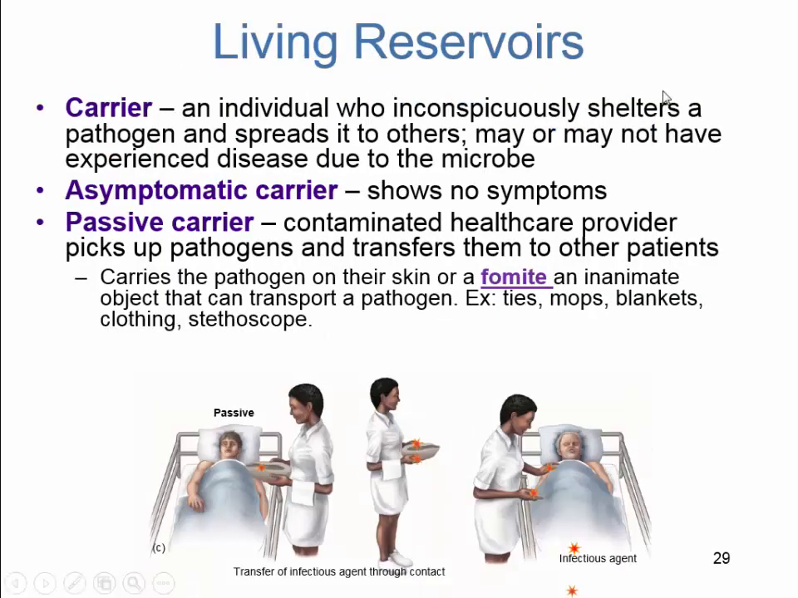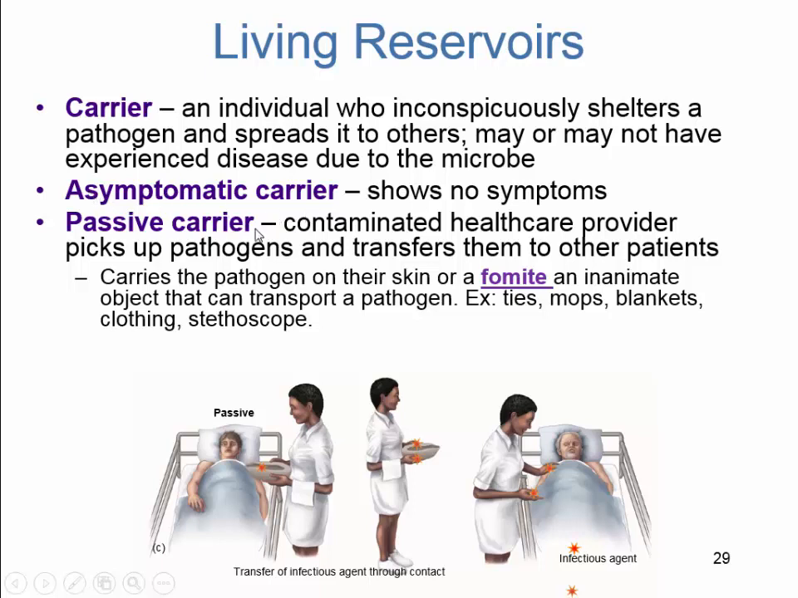So living reservoirs are considered various carriers. When we think of a carrier, this is a person who is going to spread the disease from themselves to another person. Carriers do not have to be infected with the agent. There are asymptomatic carriers, a patient who has no symptoms but is infected with the disease, in that early stage, the asymptomatic stage, or the incubation period stage.